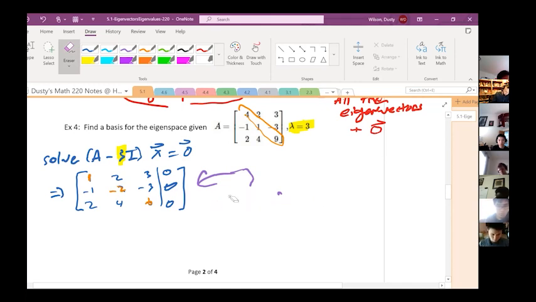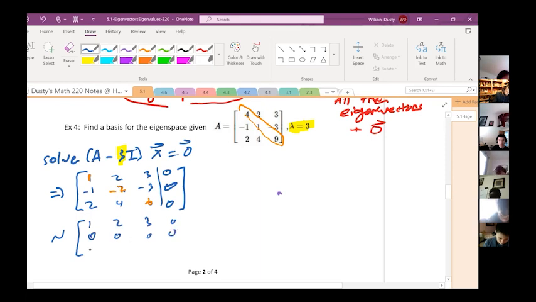So good news about this matrix. You probably could see it already. The second row is negative 1 times the first row. The third row is double the first row. So you don't even need a Texan friend to row reduce this one. When you row reduce, you're just going to get 1, 2, 3, and then all zeros. Something like that.